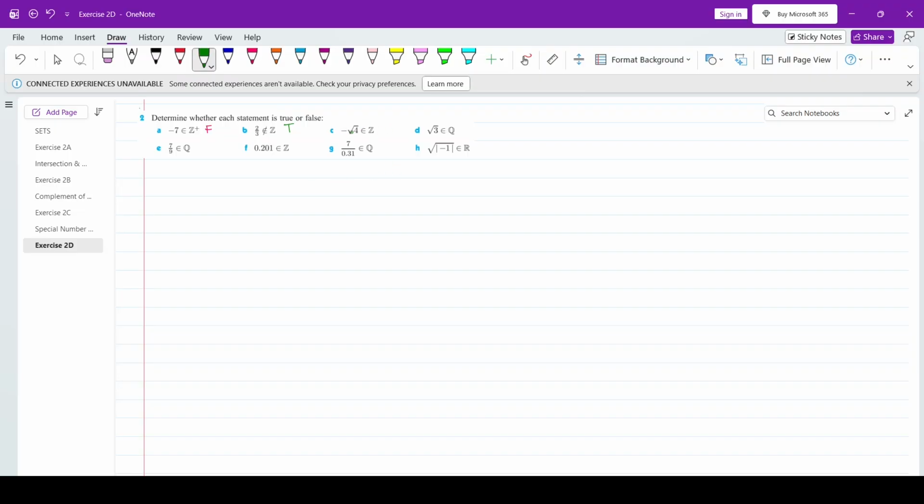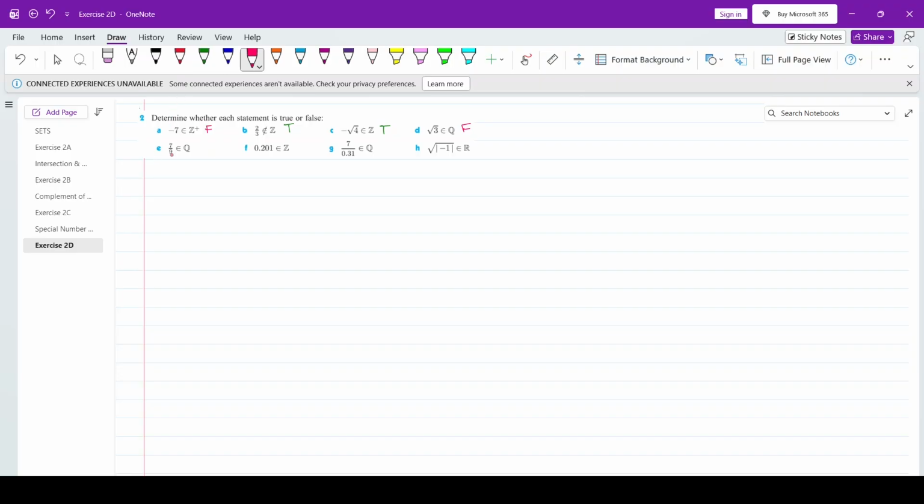Negative square root of 4, that will be negative 2. Negative 2 is a part of integers. Yes, this is true. Square root of 3 is a part of rational numbers. So this statement is false.